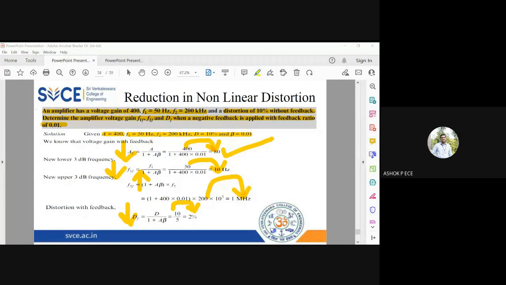Okay. Any queries? We have seen two properties today of negative feedback: one is reduction in noise, the second is reduction in nonlinear distortion. We already saw two properties in the last class: increase in bandwidth and desensitization of gain. So four properties of negative feedback we have seen. Two more properties are there: input and output impedance, and how they are going to vary with feedback.